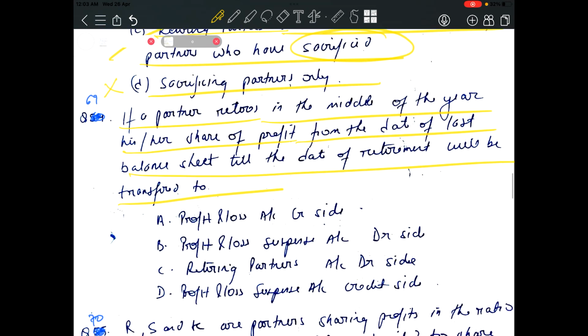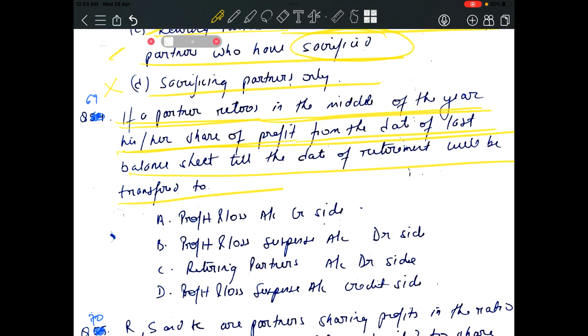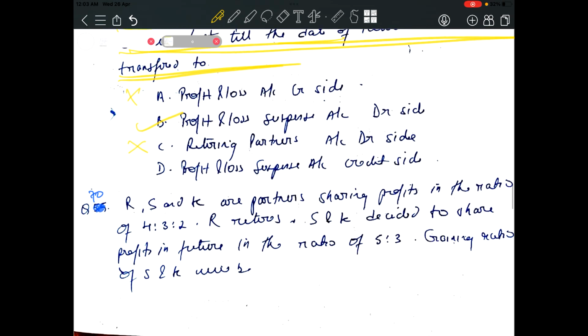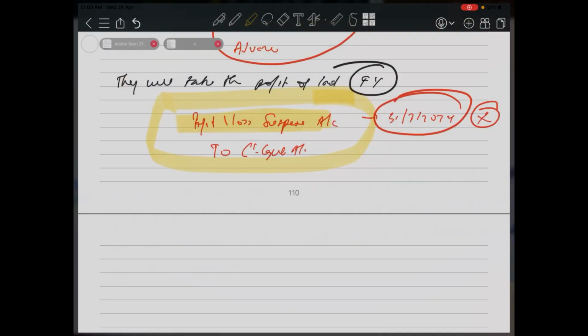If a partner retires in the middle of the year, his or her share of profit from the date of last balance sheet till the date of retirement will be transferred to P&L credit side. Can this be the right answer? No, right? P&L suspense account debit side. Retiring partner's account debit side. No, because it will be transferred to the credit side.